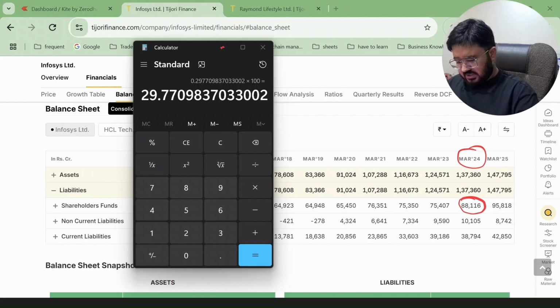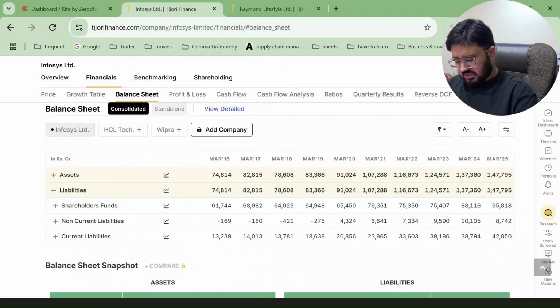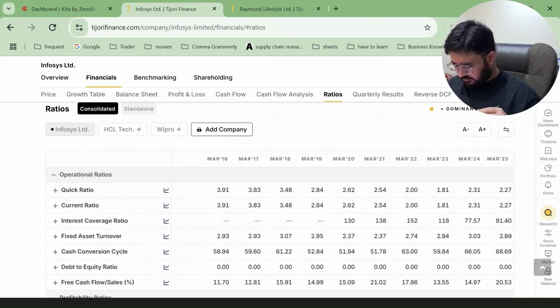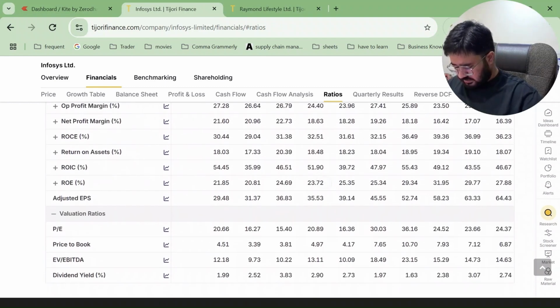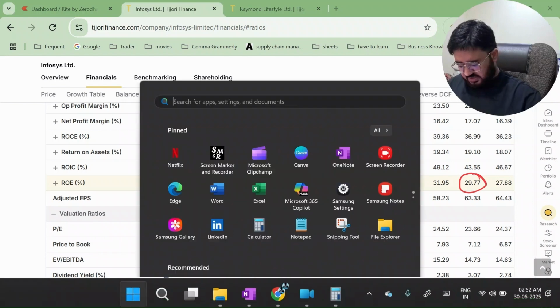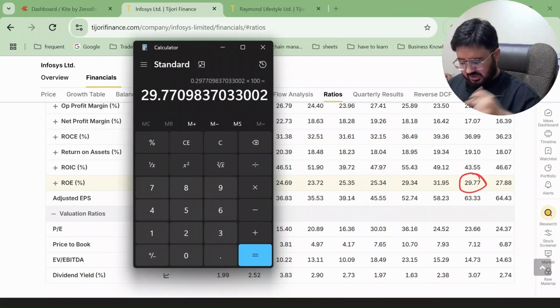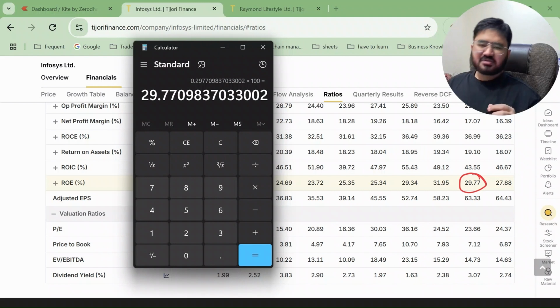So let's see if we have done it right. Let's go to ratios and scroll down. Here it is, 29.77, and what we calculated was 29.77. So you got the gist of how we calculate the return on equity.